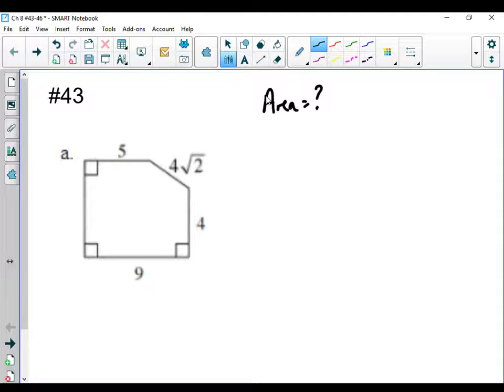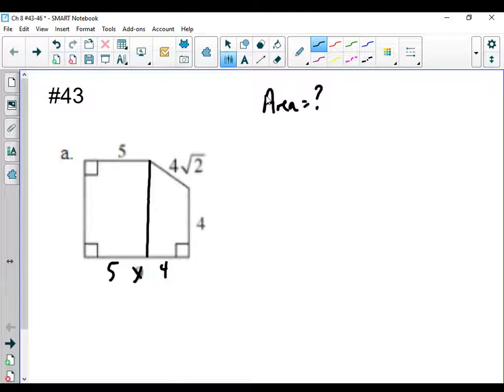So if we look at this one here, and I try to partition it up, probably the best thing to start with might be to make this vertical line here. Because if I do that, I know that the entire thing is 9, but since this part is 5, that tells me this part is 4. All right, so I can label that part.